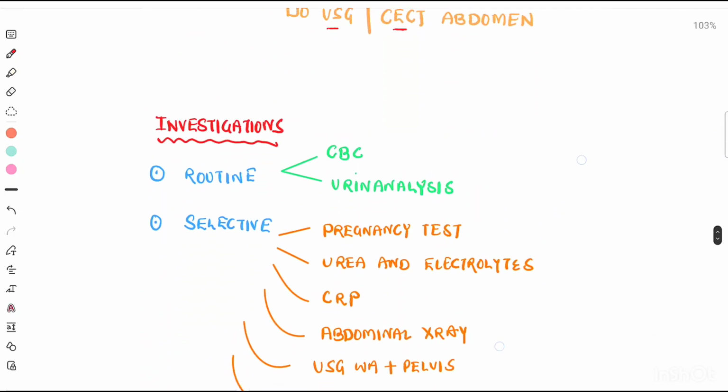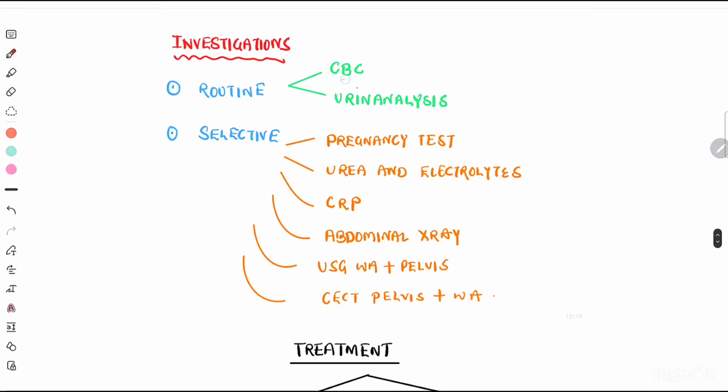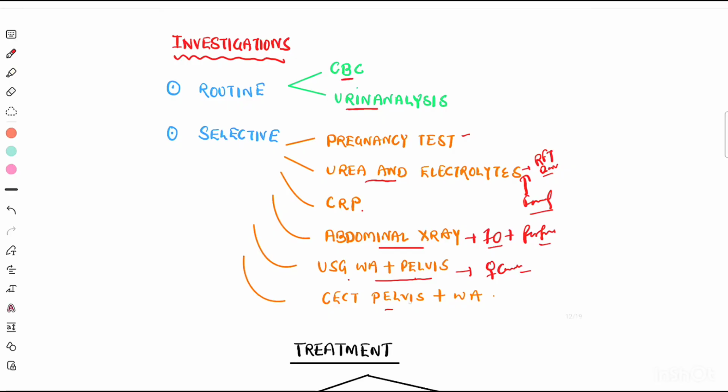So in investigations, we are going to order a CBC, urine analysis, and selective investigations on the basis of differential diagnosis: pregnancy test, urea and electrolytes in case of RFT derangement if the cause is renal, CRP for systemic inflammation, abdominal X-ray to rule out intestinal obstruction or perforation, USG whole abdomen and pelvis to rule out the female causes and other causes, or CT. So these are the investigations we are going to do in case of appendicitis.